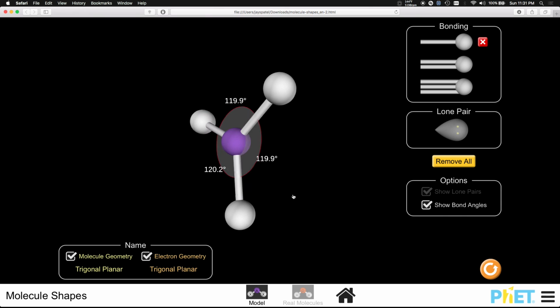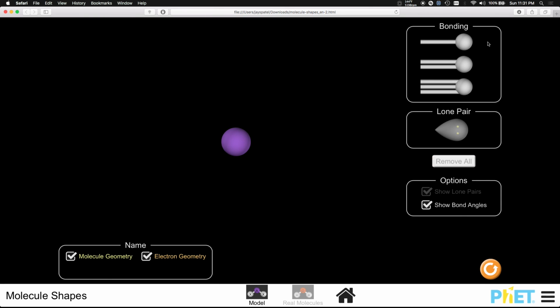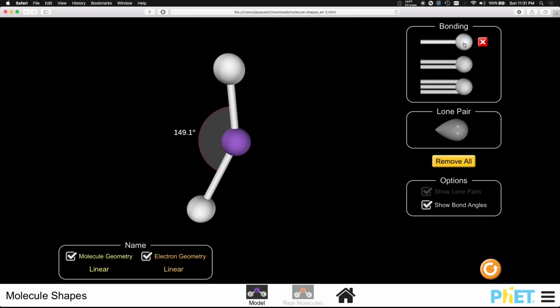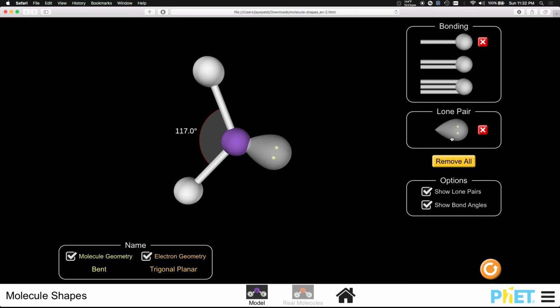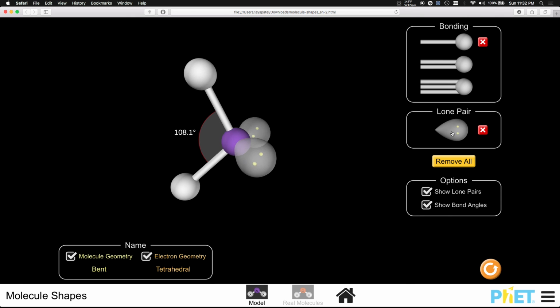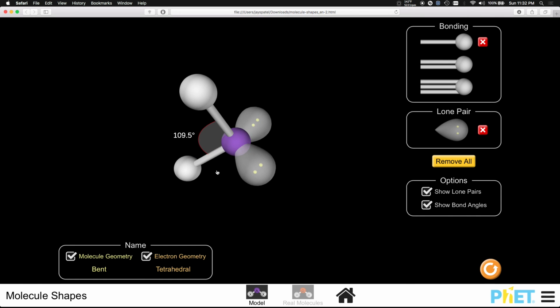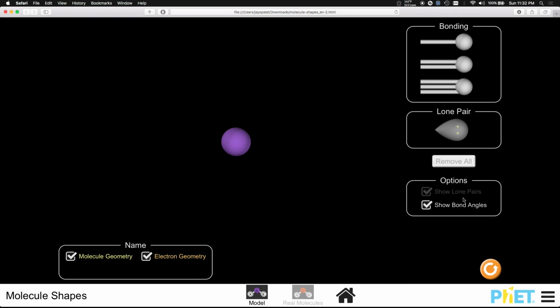But this is it. So let's go over the shapes of everything, the basic shapes, that way you know what's going on. So this is linear. This is also linear. This is bent with a 120-degree bond angle. I'm looking at molecular geometry, by the way. This is also trigonal planar for electron geometry. This is bent with actually, let's do it over again. Linear.